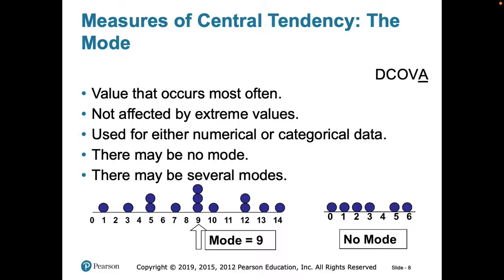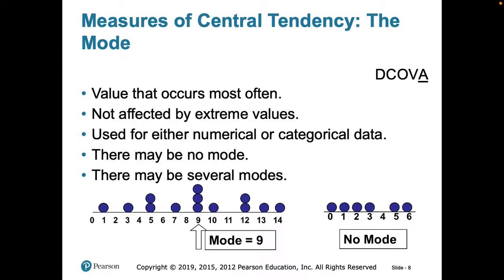And in some circumstances, you could have no mode, because all of the values are different, and there is no one that occurs most often. So you could have data where you have no mode, or you could have data that has several modes. So you have different data, and there are 2 values that appear about the same amount of time. At that point, you can say we do have 2 different modes.